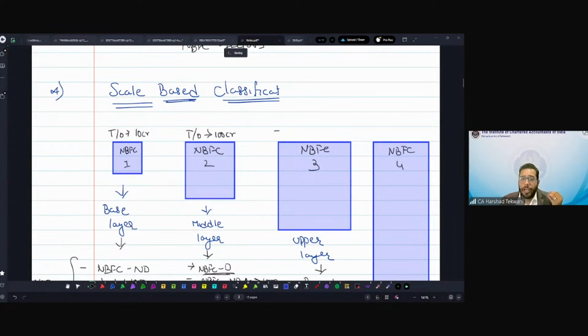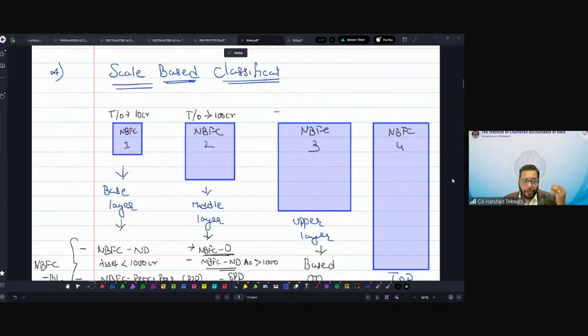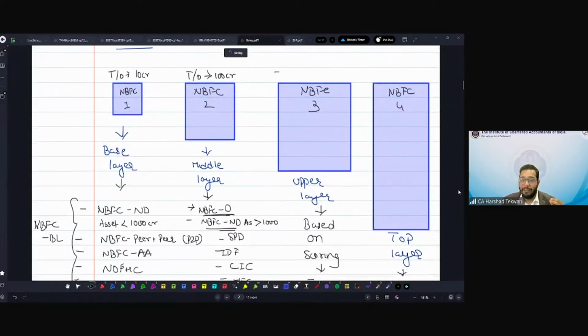Any doubt in understanding this layer-based classification? Any doubt with this? Because this is very important. Whatever we discuss now, we will categorize the discussion between NBFC-BL, NBFC-ML and NBFC-UL. Whenever I discuss, I will use these terminologies, BL, ML, UL, so you should be able to understand which NBFCs I'm referring to.